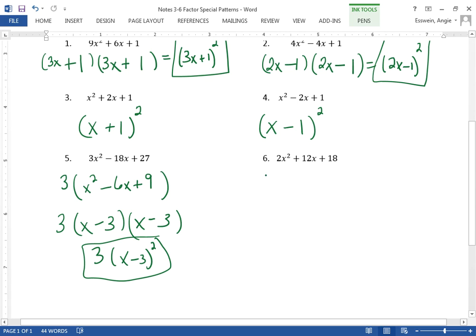Okay, last one. We take out a GCF, which is 2. Yep. And you have left over x squared plus 6x plus 9. Okay, good. So what is it, quantity squared? Ta-da.